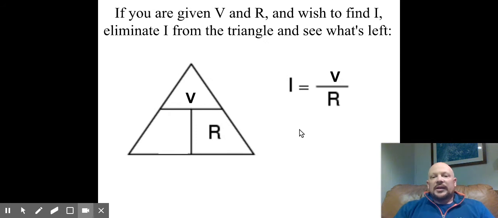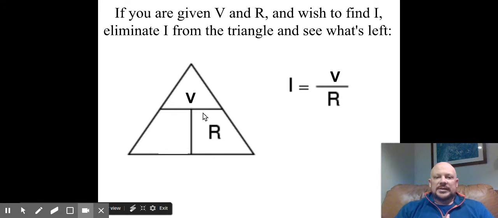If you're given V and R, those are your givens, and your problem is to find I, just leave I out of the triangle and see what's left. Well, I equals V over R. The V's at the top, R's at the bottom. And so you're going to divide volts divided by resistance.